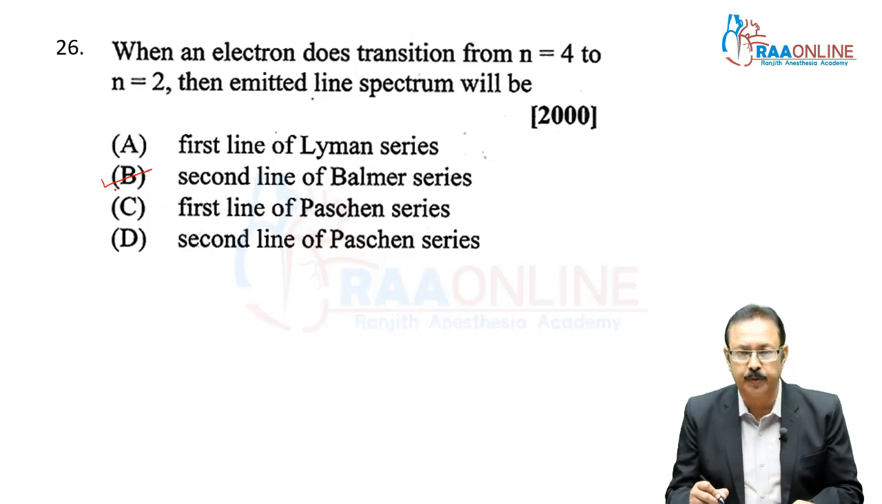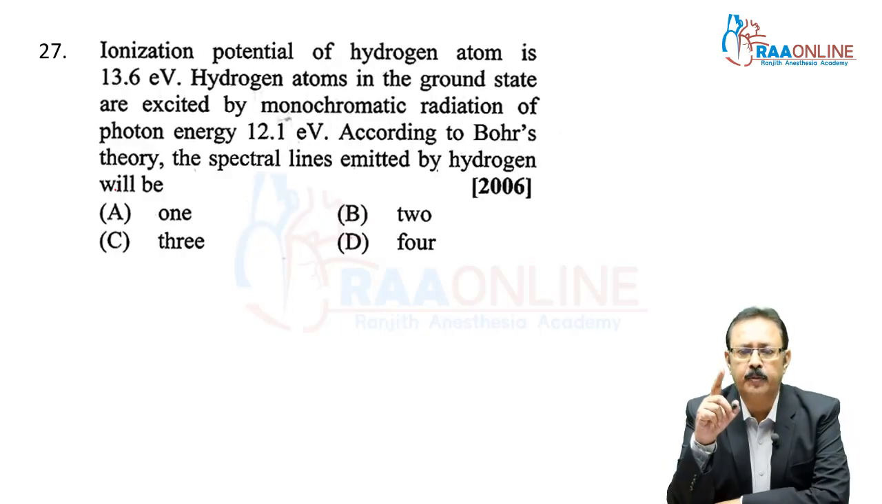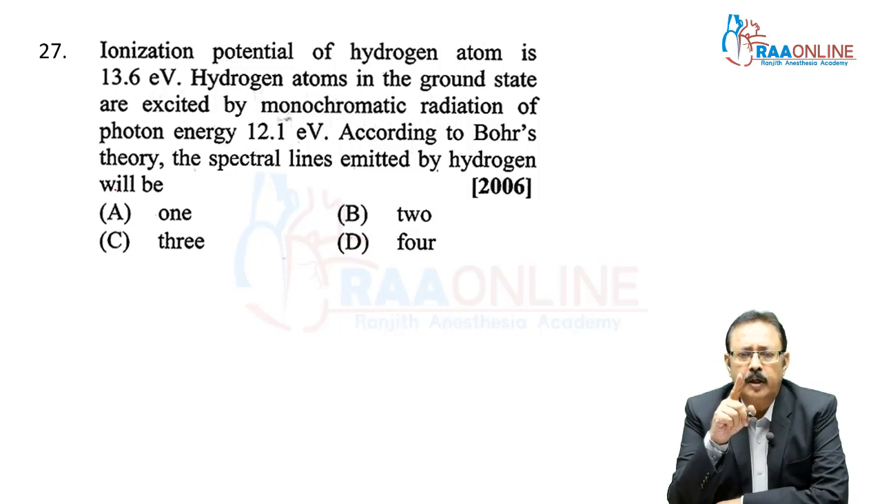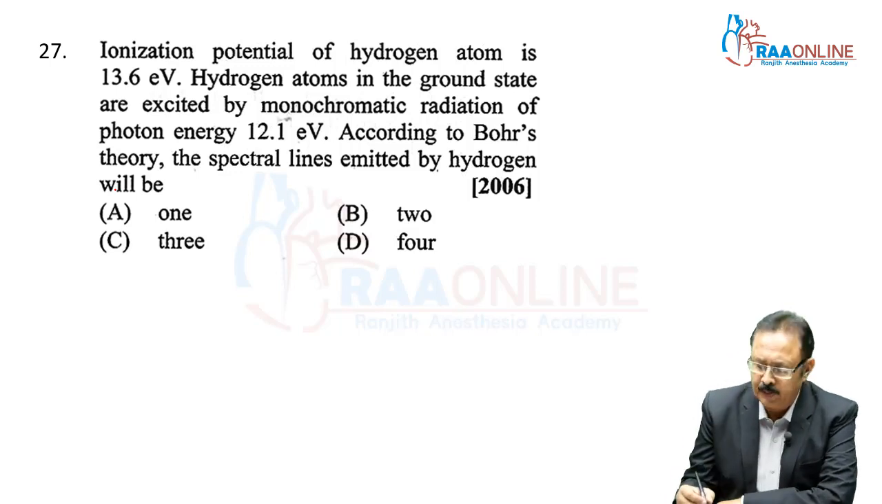So 26th, B option. 27th, it is from 2006 AIPMT. Ionization potential of hydrogen atom is 13.6 electron volt. It means in the first orbit, its energy is minus 13.6 electron volt. Hydrogen atoms in the ground state are excited by a monochromatic radiation of photon energy 12.1 electron volt. According to Bohr's theory, the spectrum lines emitted by hydrogen will be C. In the ground state, the energy of the hydrogen atom electron is minus 13.6 electron volt.